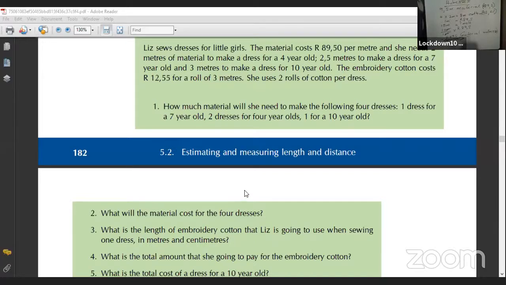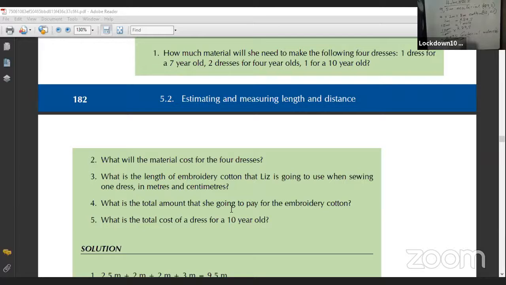Okay, question number 3 goes on to say, what is the length of the embroidery cotton that Liz is going to use when sewing one dress in meters and centimeters? What is the cost? What is the length? Sorry. What is the length? Okay. Question number 3 is asking us, what is the length of embroidery cotton that Liz is going to use when sewing one dress?